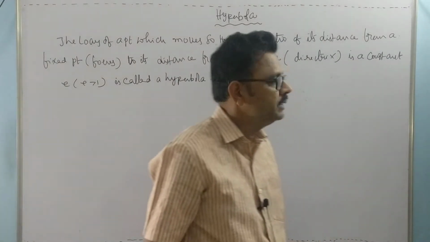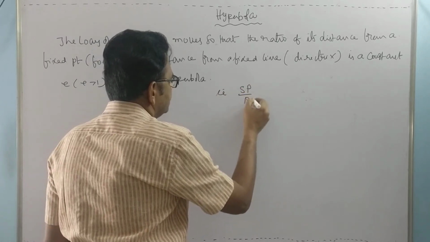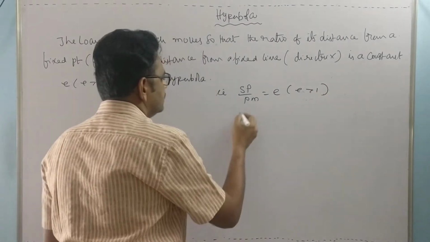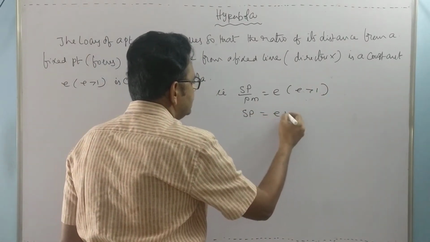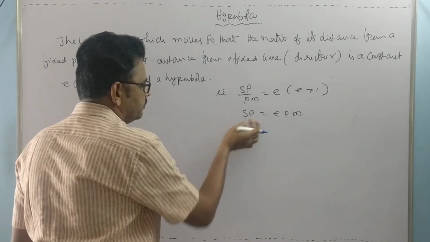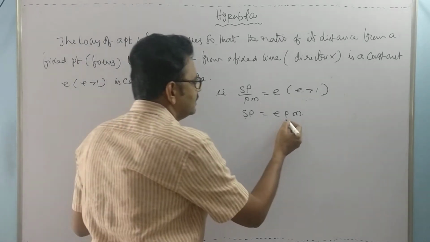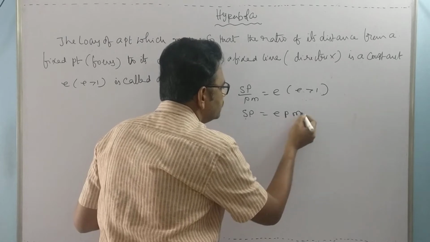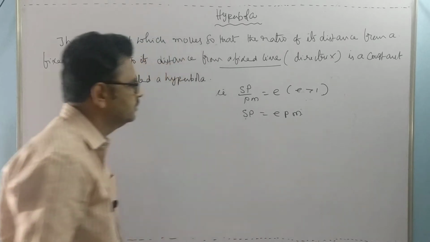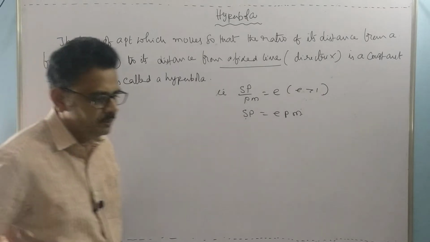That means SP by PM is equal to e, where e is greater than 1. So SP is equal to e times PM, where S is a focus, P is a point on the hyperbola, and PM is the length of the perpendicular from the point P to the directrix. This is a fixed straight line, that is called directrix. So SP is equal to e into PM. This is called a hyperbola.